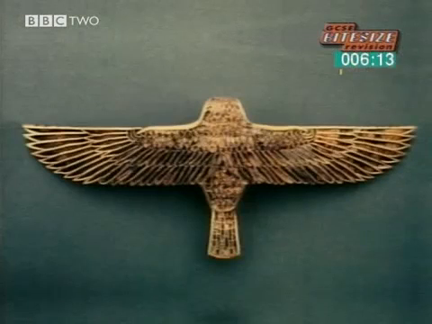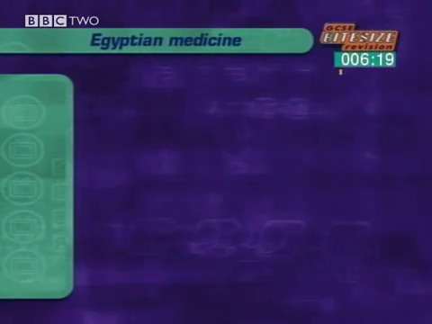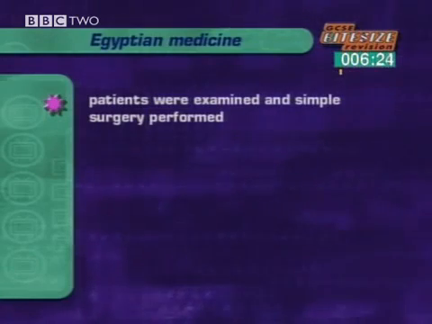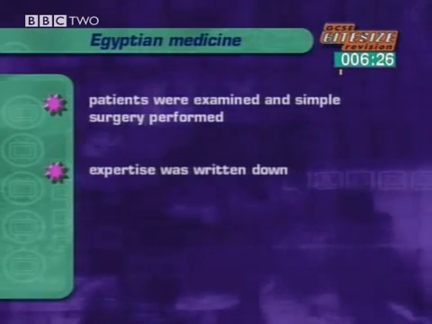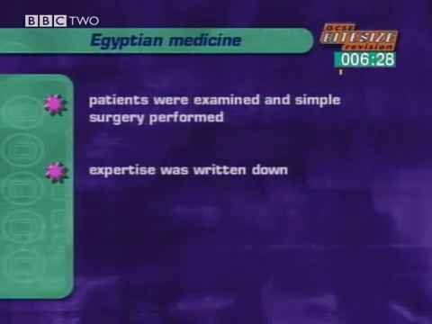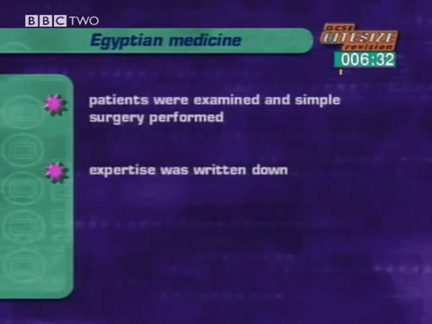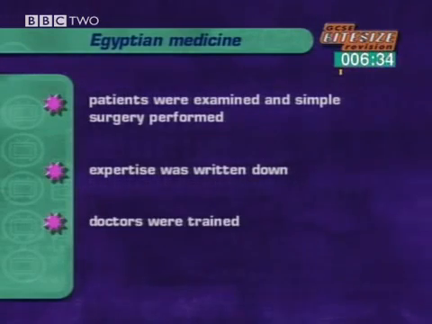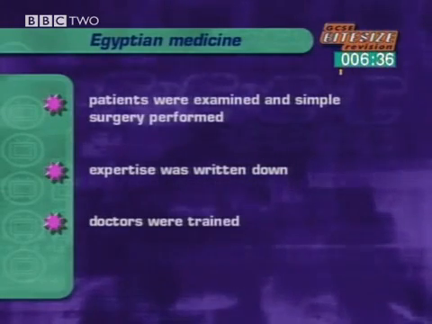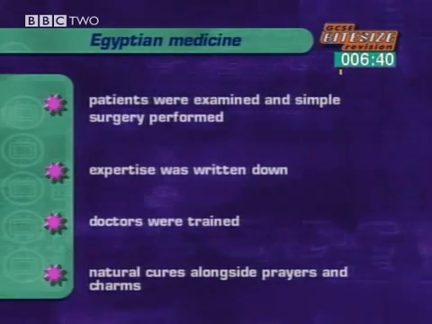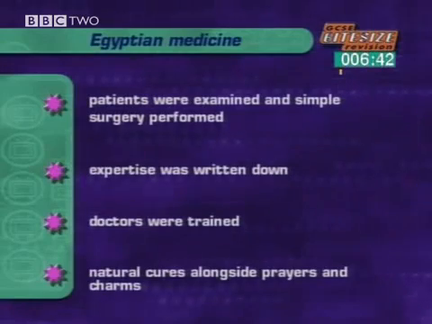Above all, just about everyone carried amulets or charms to protect against illness. Here are the main points you need to remember. Egyptian doctors examined patients and simple surgery was performed. The advance of writing meant that expertise on symptoms, diseases and recipes for cures was written down and could be built on over time. Doctors were trained in the art and rules of medicine. Natural cures like the use of willow as an antiseptic were used alongside prayers, spells and charms to ward off illness.